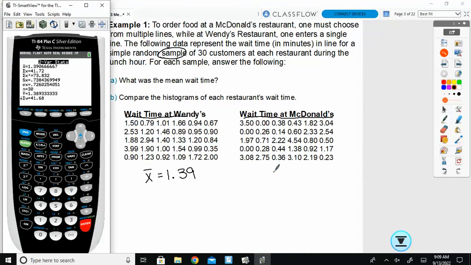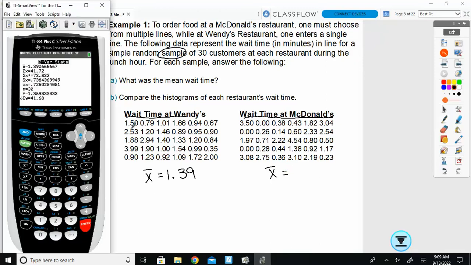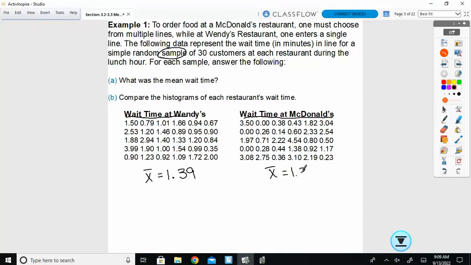The second one, it calls it y bar. It's still a sample mean. They just use Y to distinguish between the two. So it tells me my y bar is 1.389. So I have a sample mean for each of these.